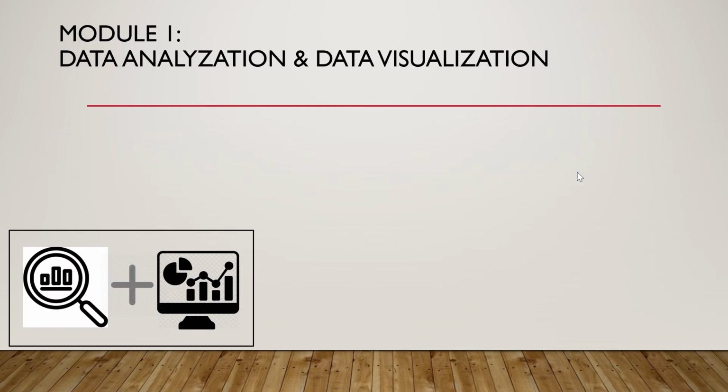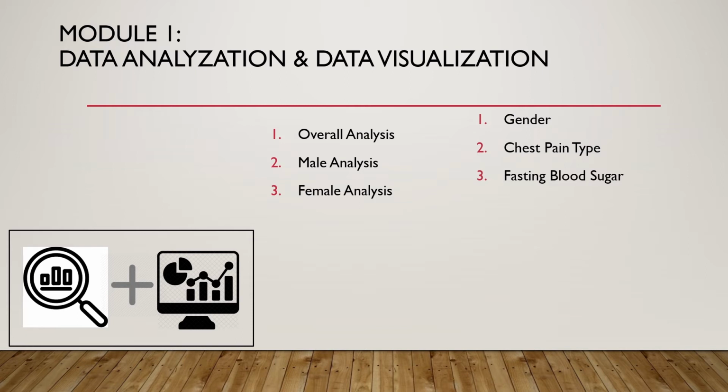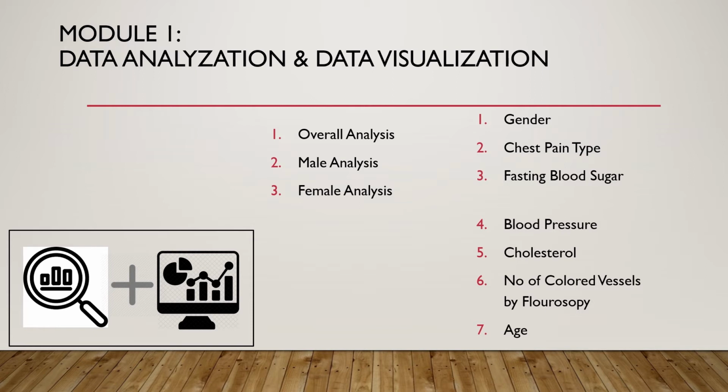The first module is regarding data analysis and data visualization. There are three analyses for this module: overall analysis, male analysis, and female analysis. For each analysis, there are several attributes that are going to be analyzed. They are gender, chest pain type, fasting blood sugar, blood pressure, cholesterol, slope of peak exercise, number of major vessels colored by fluoroscopy, and age.